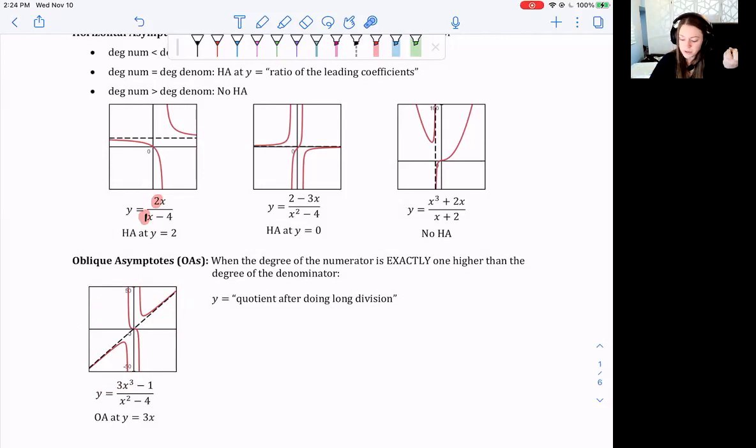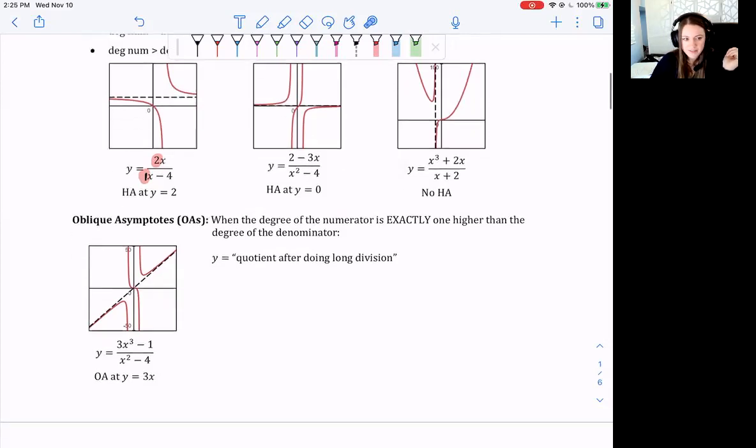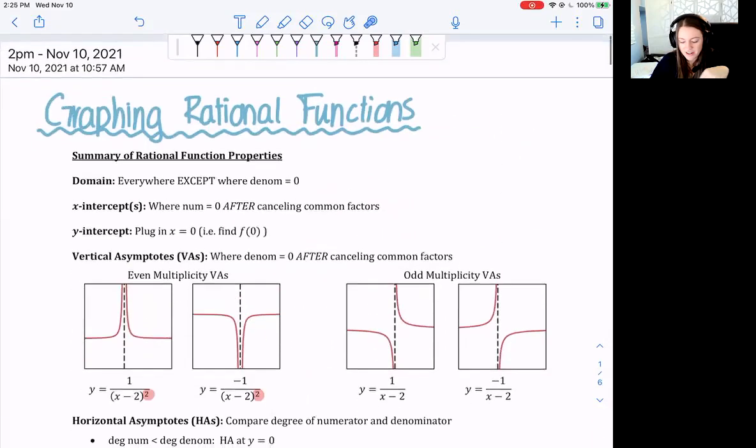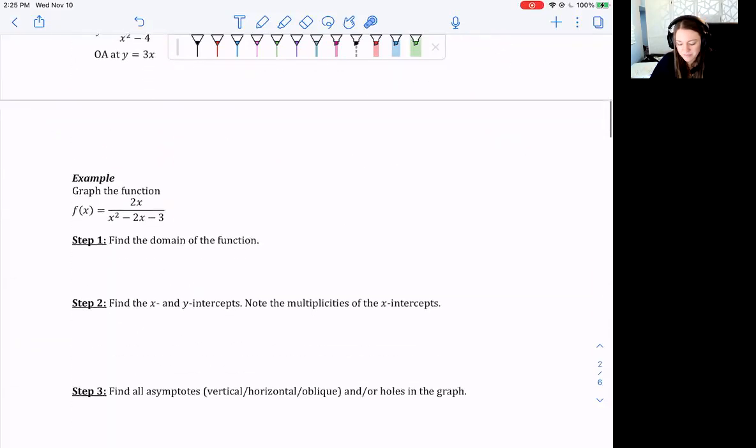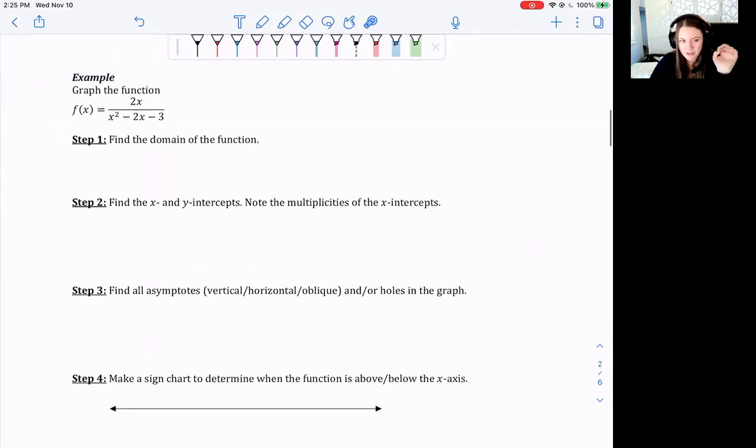The reason you can't have both is in order to have an oblique asymptote, the degree of your numerator has to be greater than the degree of the denominator. And if that's true, there's no horizontal asymptote. So either you have a horizontal asymptote or you have an oblique asymptote, or you have neither of those, but you cannot have both. All right, so now that you have this for your reference, let's do some graphing.